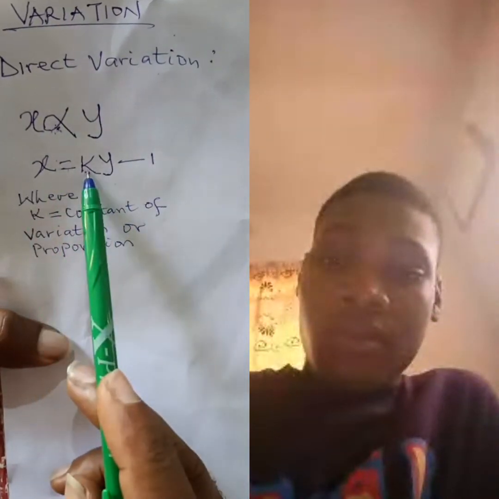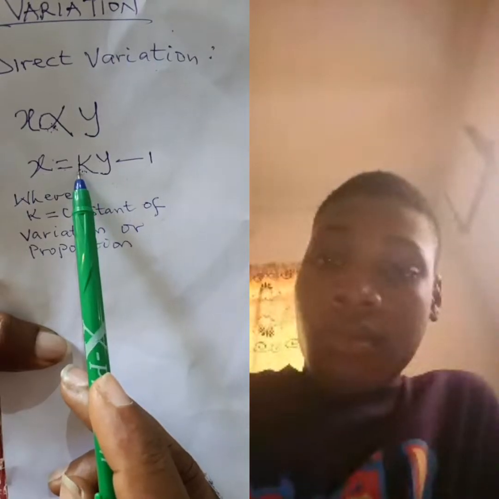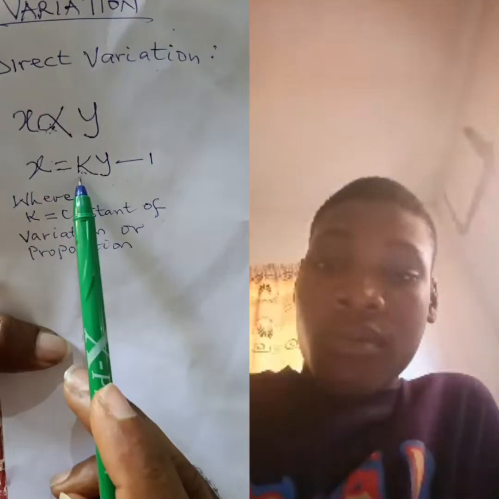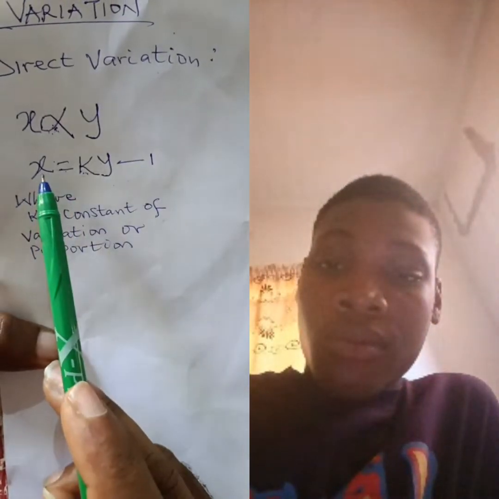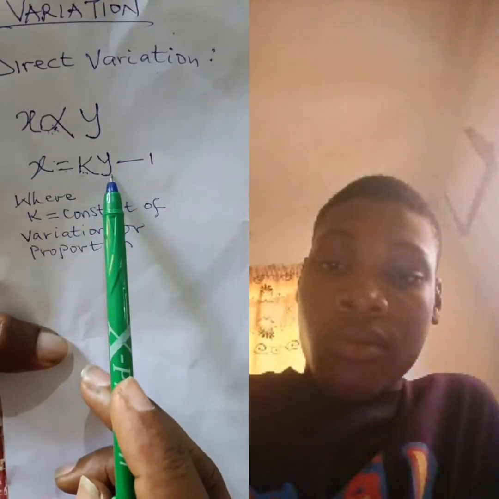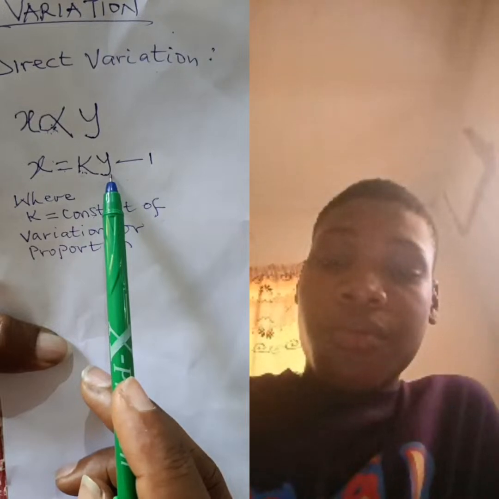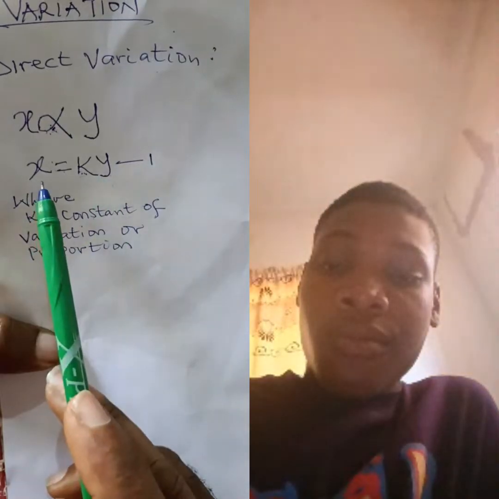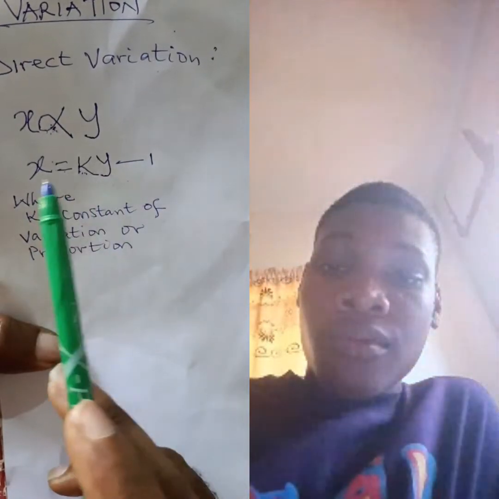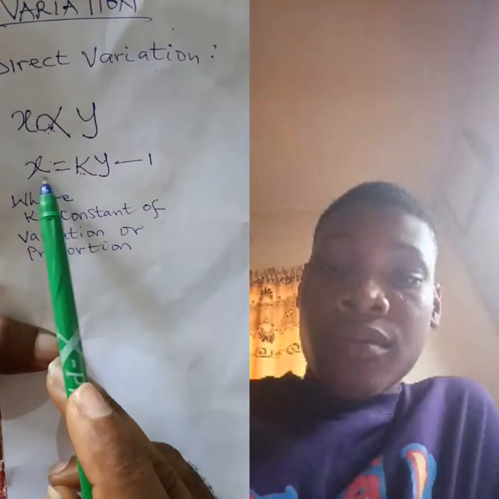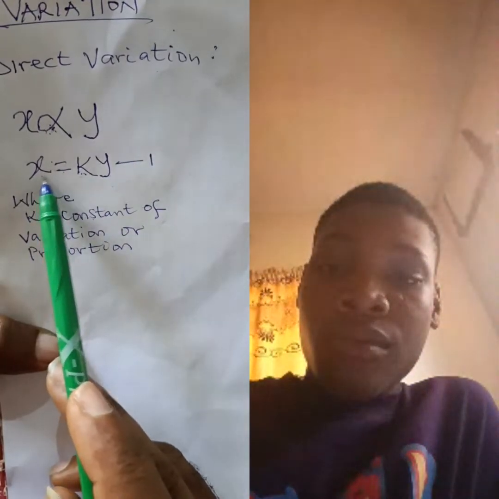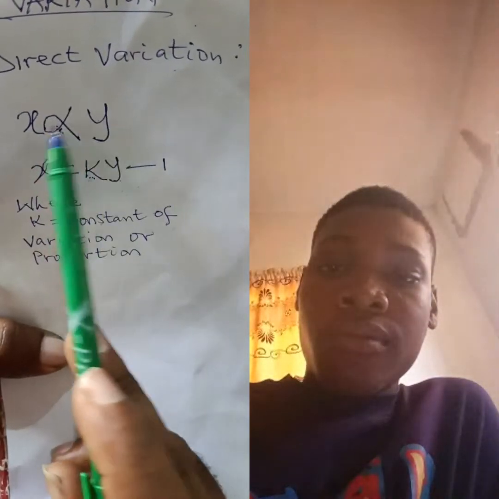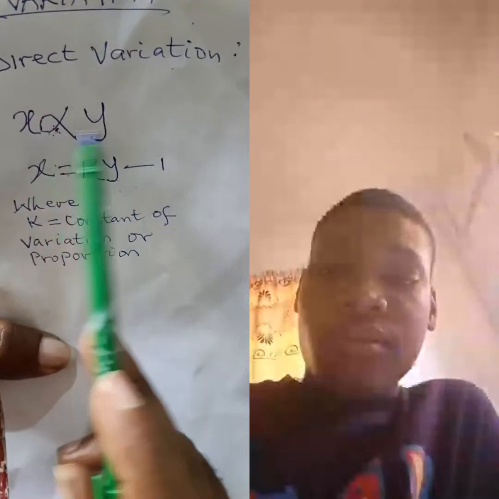Once you get the value of this constant and you bring it back here, let's assume that the constant is 2. This will now become x equal to 2y. True or false? True. That x equal to 2y will be called the equation or the formula connecting the variables. The variables are x and y. They are the two original quantities whose relationship you are trying to find. Are you getting me right?